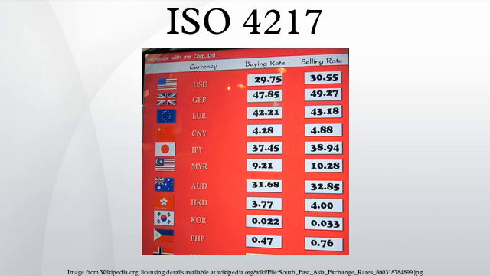Code formation. The first two letters of the code are the two letters of the ISO 3166-1 alpha-2 country codes, and the third is usually the initial of the currency itself. So Japan's currency code is JPY: JP for Japan and Y for yen.